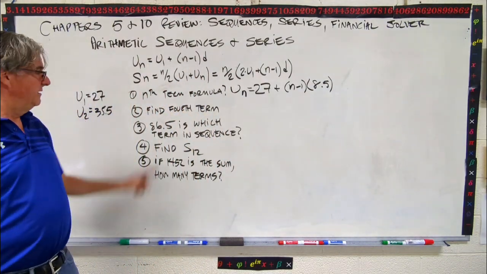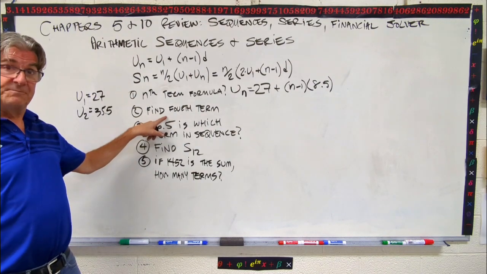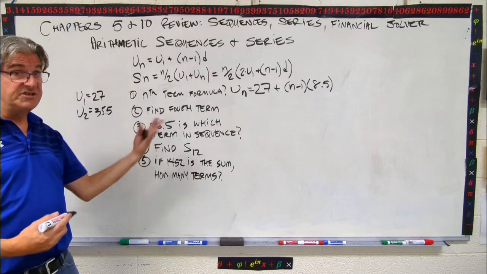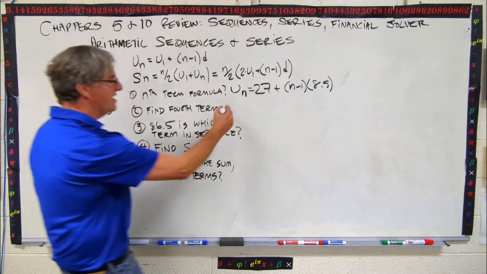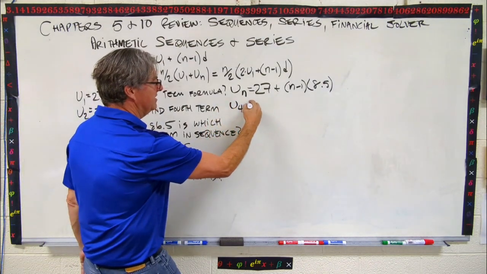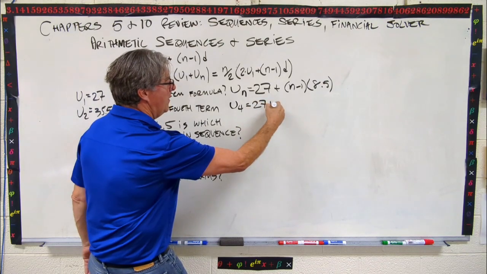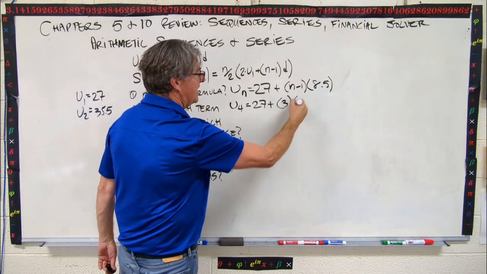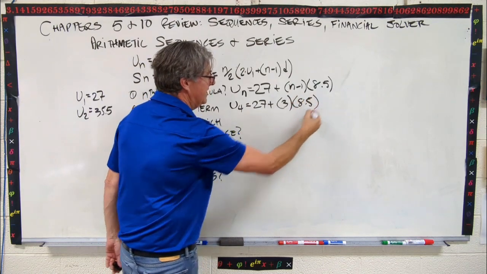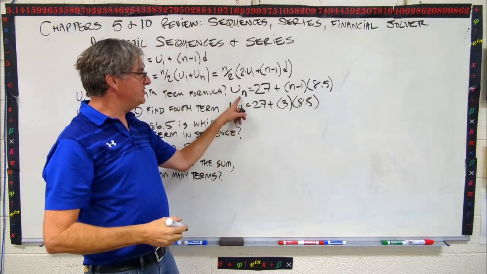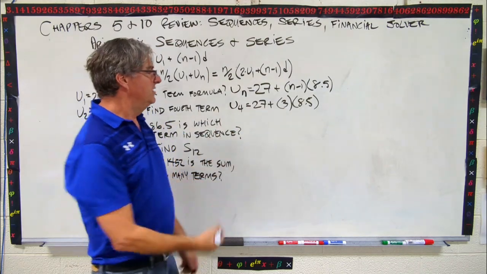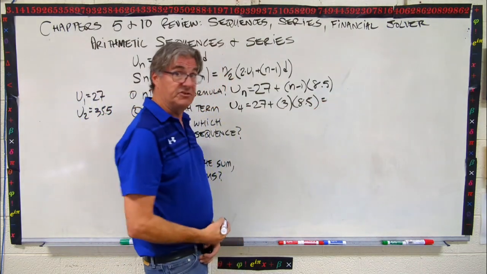Super cool. Find the 4th term. Again, pause the video at any point during here if you want to do the calc before I do it. So 4th term, we're going to write u4 equals 27 plus 4 minus 1, so that's going to be 3 times 8.5. And that kind of makes sense. We're at the first term. We're going to add 3 common differences to get to the 4th term. So go ahead and do that calc and see what you get.